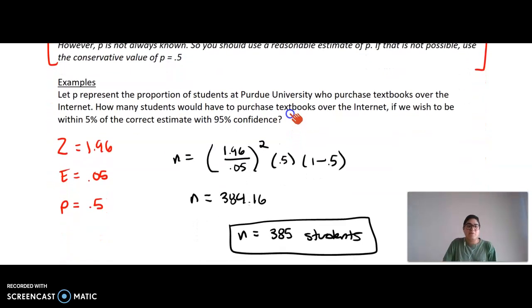Now, here's an example for you. Let p represent the proportion of students at Purdue University who purchase textbooks over the internet. How many students would have to be surveyed if we wish to be within 5% of the correct estimate with 95% confidence?